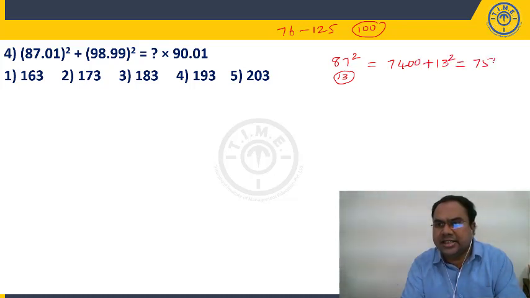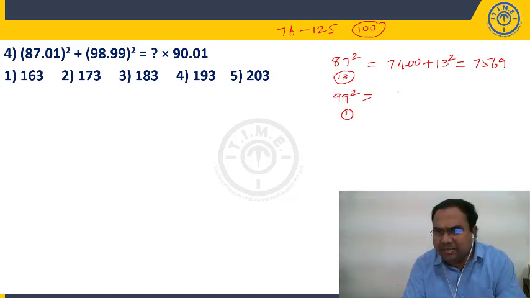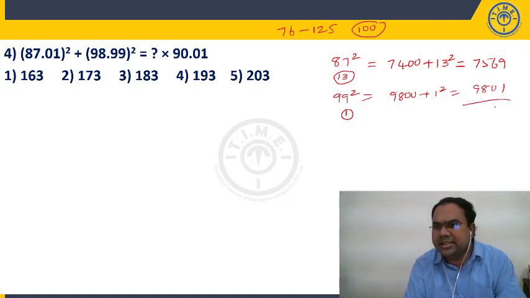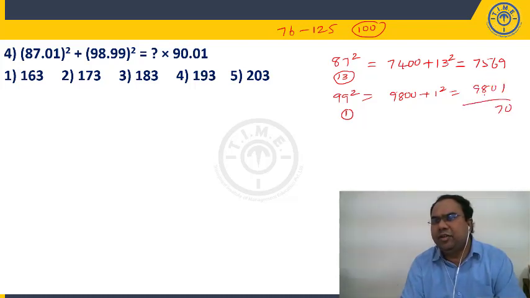So 7569. How much is 99 square? 99 is 1 less than 100, right? For squares from 76 to 125, the base is 100. 1 less than 100, so 99 minus 1, 9800. 1 less, so 1 square, 9801. So if you add this, this is 7569, 9801, if you add this, how much?